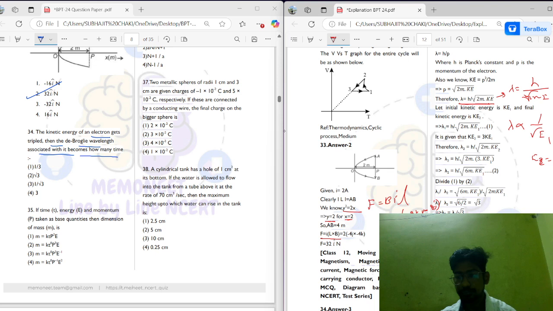3e by e, that means lambda 2 equals lambda by root 3. Lambda by root 3, that means option number 3 will be the correct answer. Time, energy and momentum are taken as basic quantities of dimension of mass.